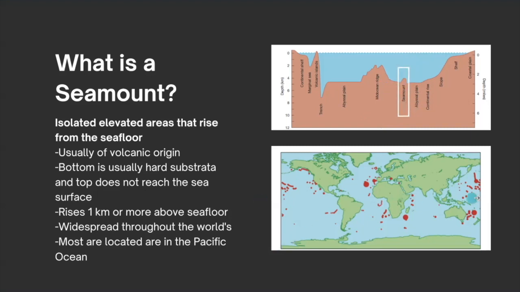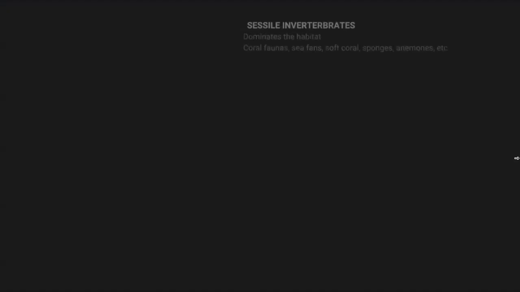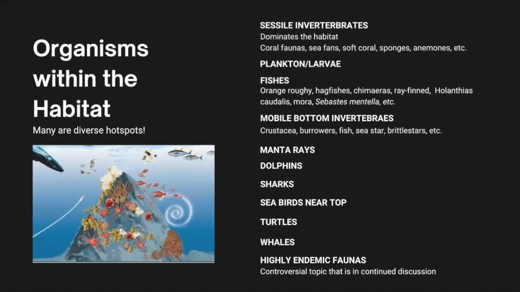Seamounts are widespread throughout the world, but most of them are located in the Pacific Ocean. Seamounts are very diverse hotspots, and some organisms that live within the habitats are sessile invertebrates. These actually dominate the habitat from top to bottom. Many sessile invertebrates like corals, sea fans, soft coral, hard coral, sponges, and anemones can be seen throughout the seamount. Plankton and larvae can be found. Fishes like the orange roughy, hagfishes, moras, and many other types of fish can be found as well.